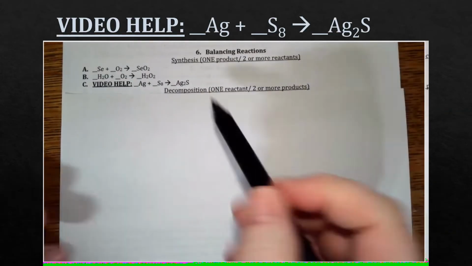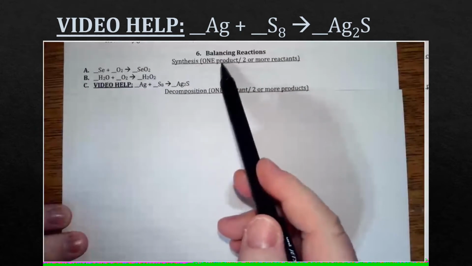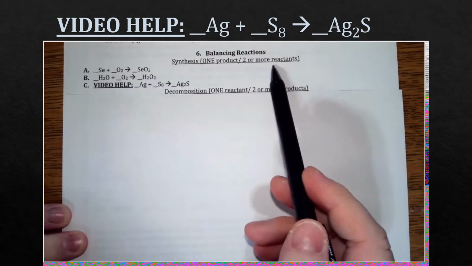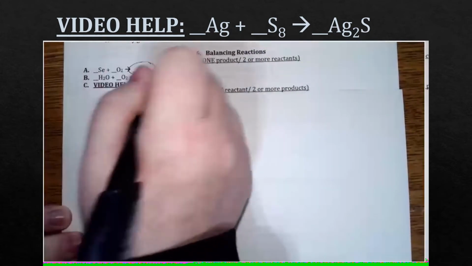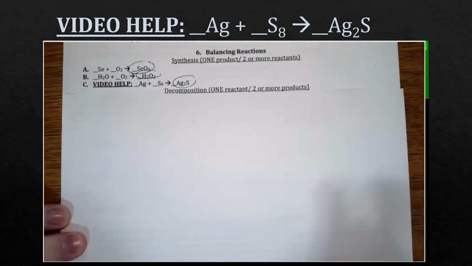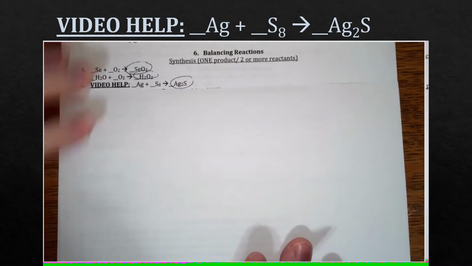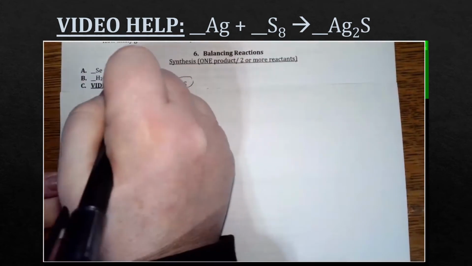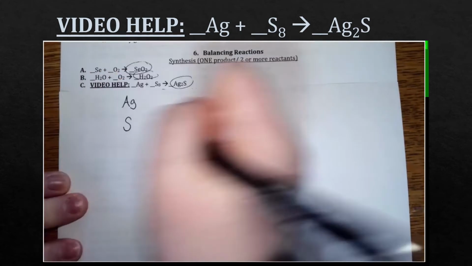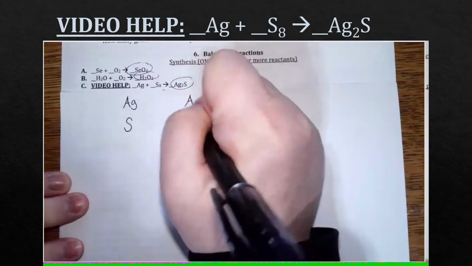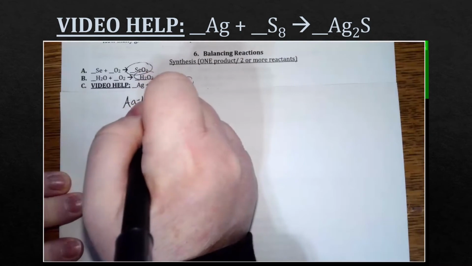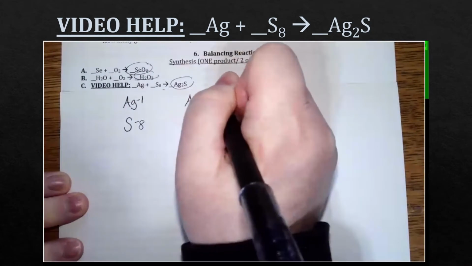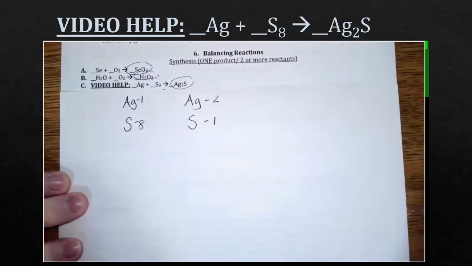Okay, our first help with balancing is with synthesis. Remember, synthesis means one product, 2 or more reactants. You're building something bigger. So all you do, look in the product side. One thing, one thing, one thing. Synthesis, okay? So we're going to balance this one in particular. So what elements do I have? Ag and S, okay? And I'm going to look at how many I have on each side. So on this side I have 1, on this side I have 8, on this side I have 2, on this side I have 1. Okay, well, nothing is balanced.